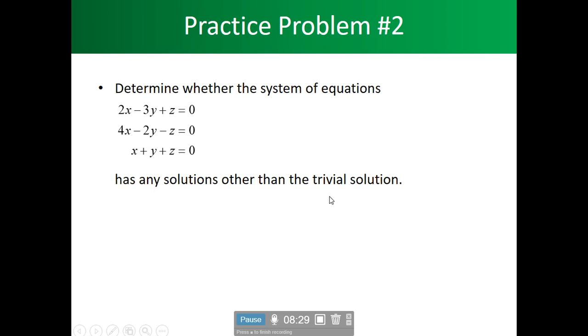With that, we would like for you to work this problem. We just went through 2 examples, one that was linearly dependent and one that was not. This question says, please determine whether the system of equations has any solution other than a trivial solution. It's a trivial solution if everything over here is 0, which it is. So try it and get back with me. Thank you.